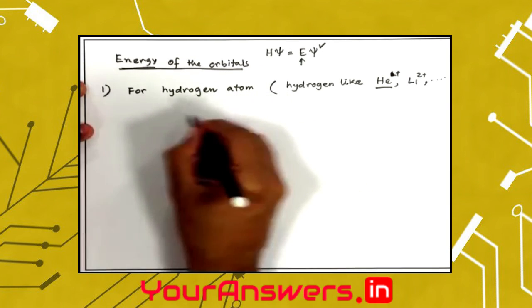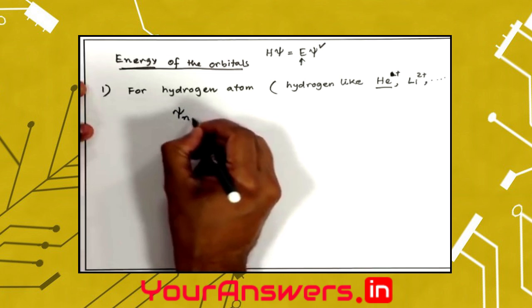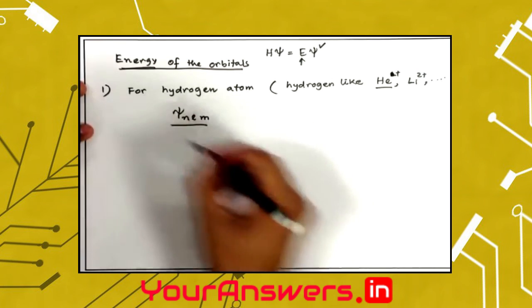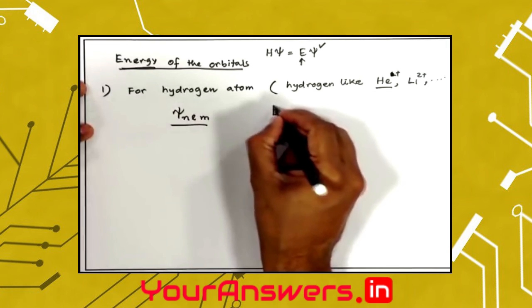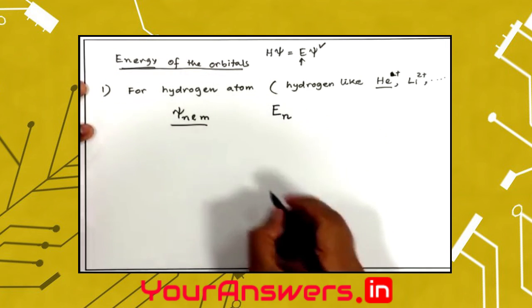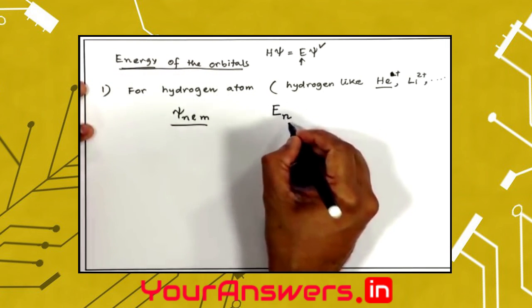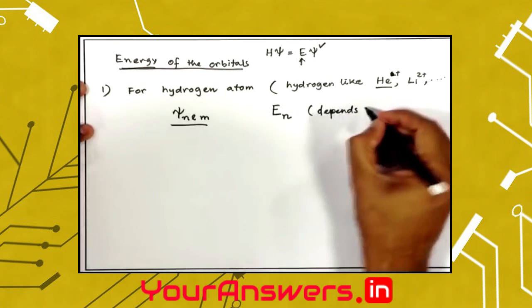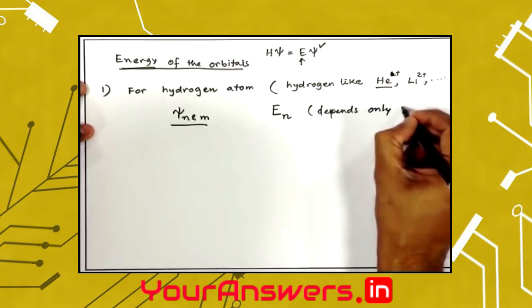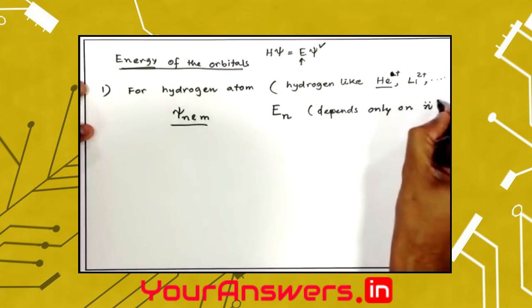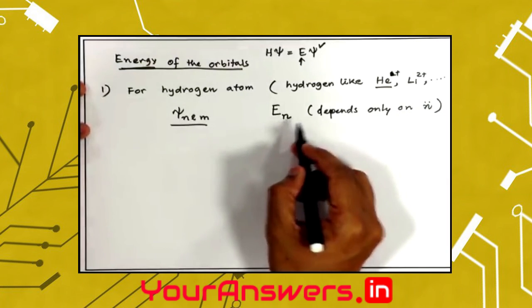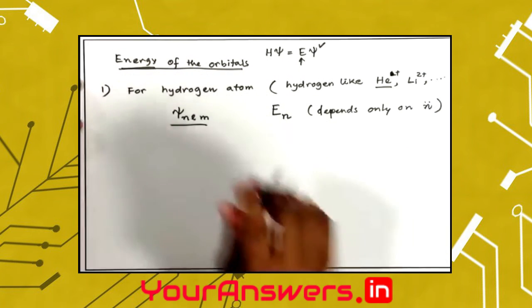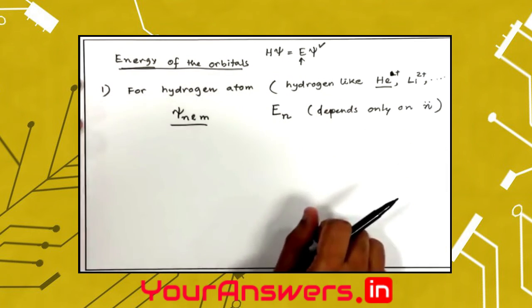So, when I solved the Schrodinger equation, I got psi n l m. This is the wave function that I got and we discussed it, and then I got the energy, and for the hydrogen atom the energy only depends on n, the principal quantum number. It does not matter what value of l or m is, as long as n is given, there is a fixed value of energy. This is the result for hydrogen like systems.